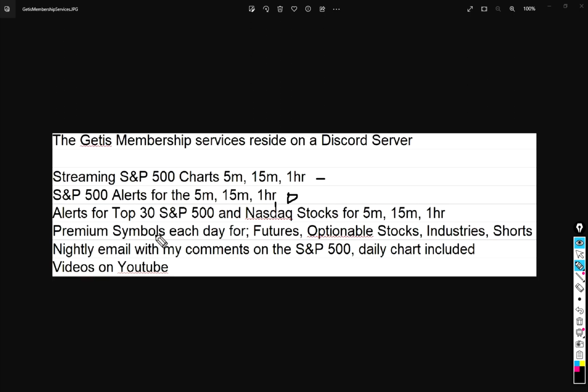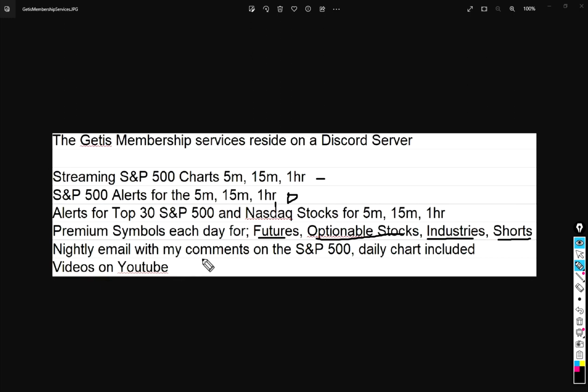You get the premium symbols. This is my algorithm, which uses the same Getis Plus logic. This is for daily. Premium symbols come in every day for futures, optionable stocks, and industries. So if you want to see money flow moving in and out of industries, there's a file for that. Each of these are files that get dropped into that premium symbols channel. And then there are shortable stocks, or shortable symbols.